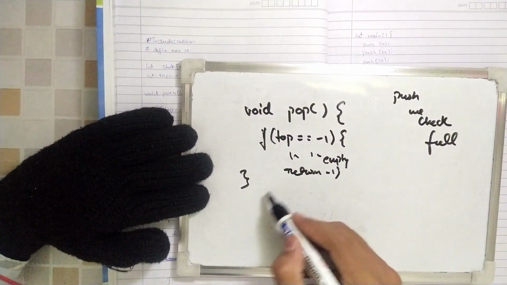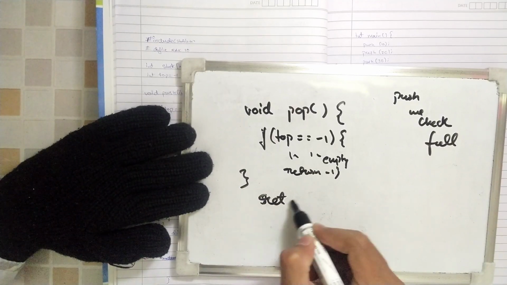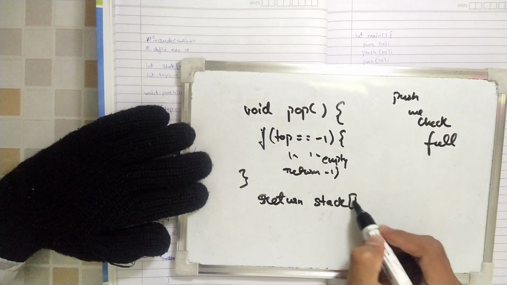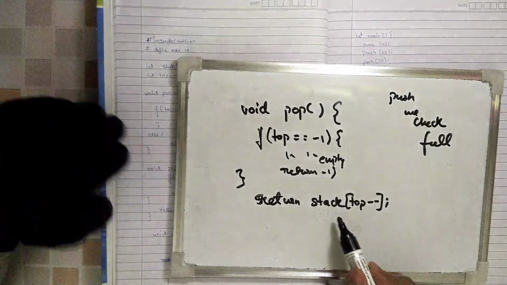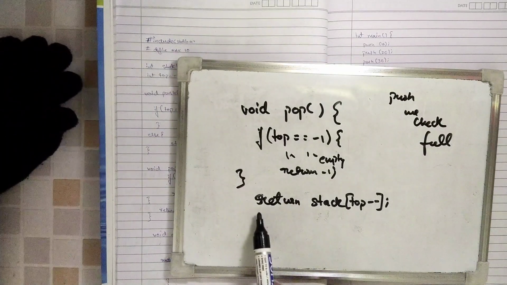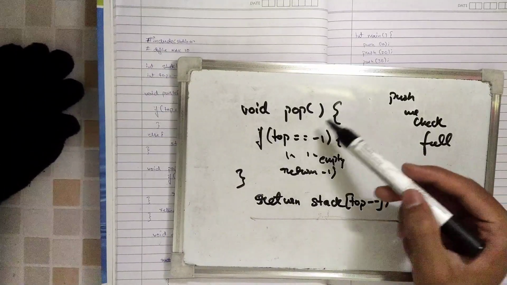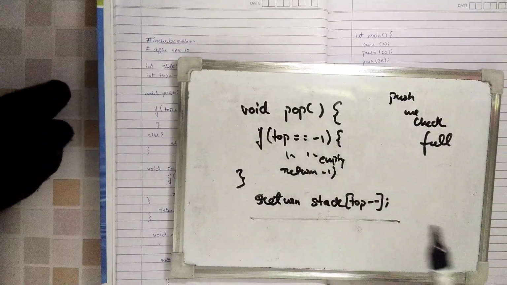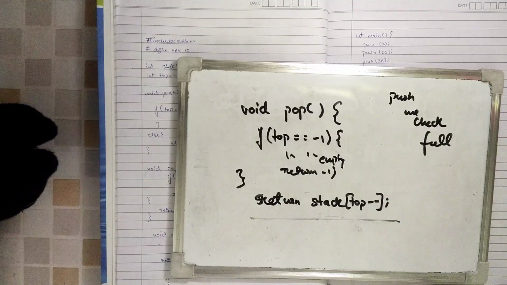Now this is the else part. Here I will write return stack of top minus minus. First I can return stack of top, then I can do top minus minus, that is top equals top minus 1, but here it is done in one line instead of three lines. You understood, right? First we check if it is empty. If it is empty, we come out of the function itself. If it is not empty, we return stack of top minus minus.